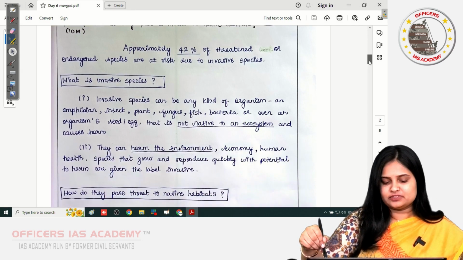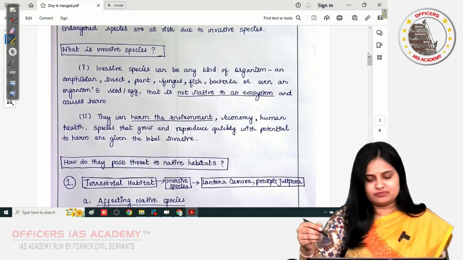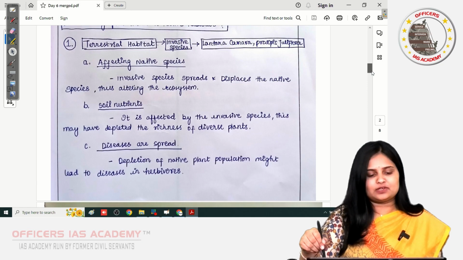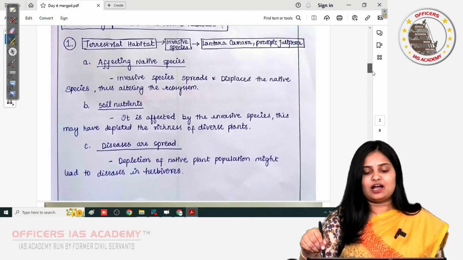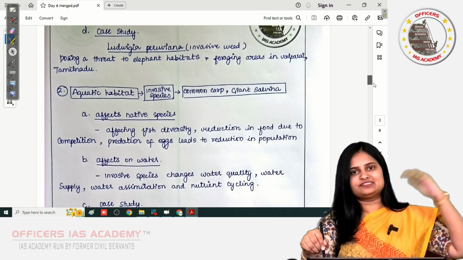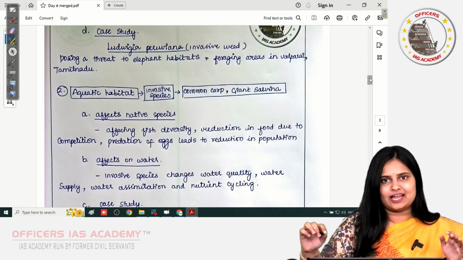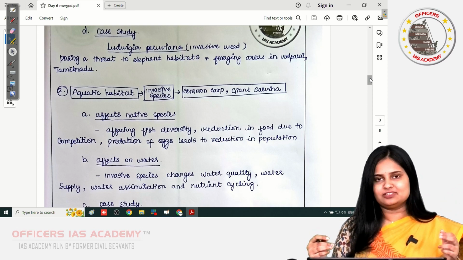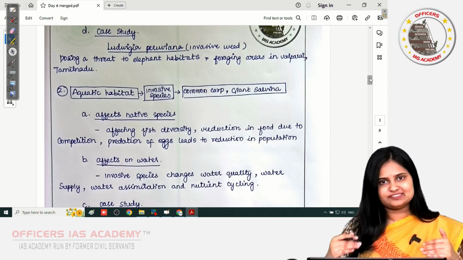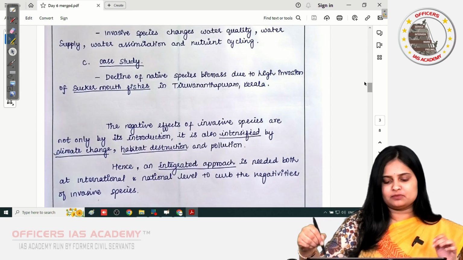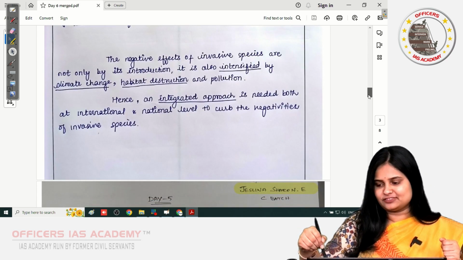Going forward, you have also mentioned what invasive species are, which is appreciated. One thing I wanted to point out is that you have mentioned how they pose threats to native habitats, where you have analyzed the threats separately for aquatic and terrestrial habitats rather than writing them together, because the points are going to be similar. Have one common heading and several dimensions below. And also make sure you underline important points. Otherwise, this is a good answer.